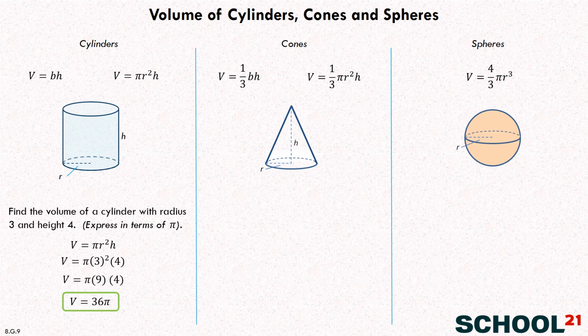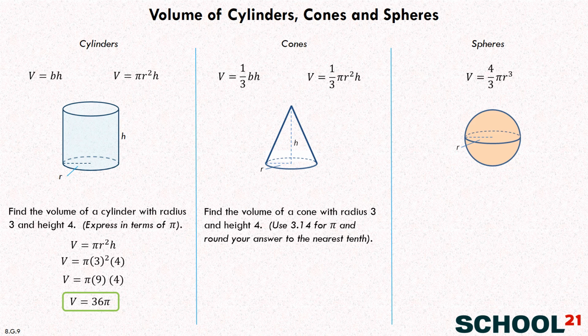Now, let's do a problem with the cone. So find the volume of a cone with radius 3 and height 4. So here the dimensions are the same as what we had in this problem, but now it's just a cone. And here it tells us to use 3.14 for pi and round your answer to the nearest tenth. So remember, 3.14 is approximately equal to pi, and a lot of times when you want a decimal answer, you'll use 3.14 instead of leaving pi in the answer.